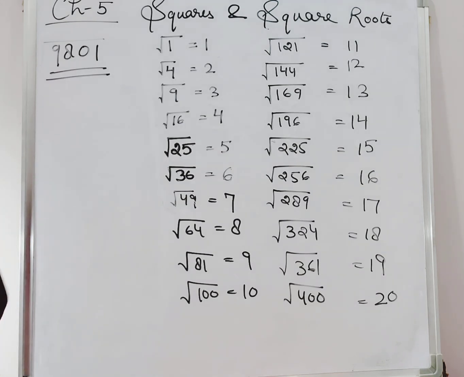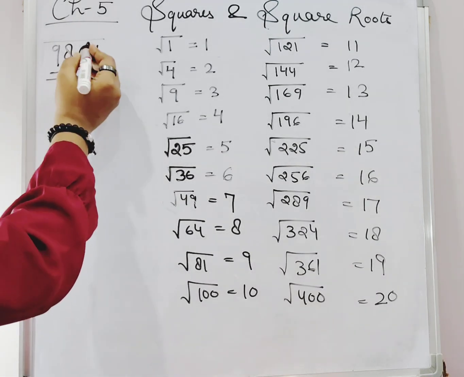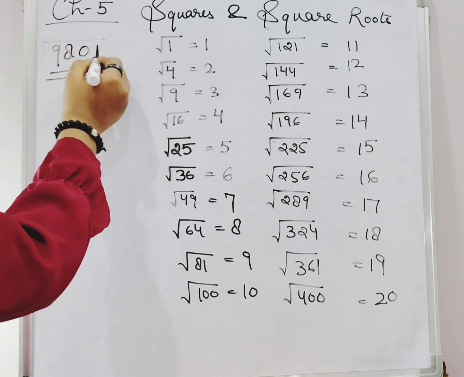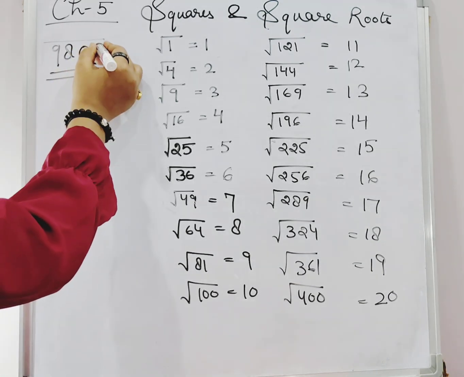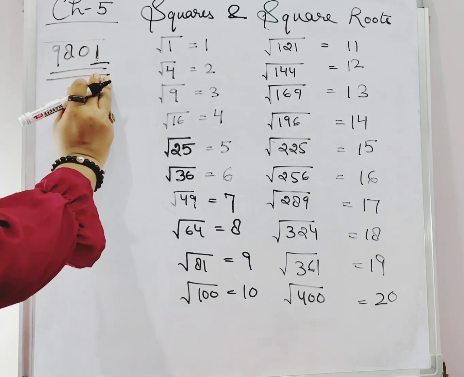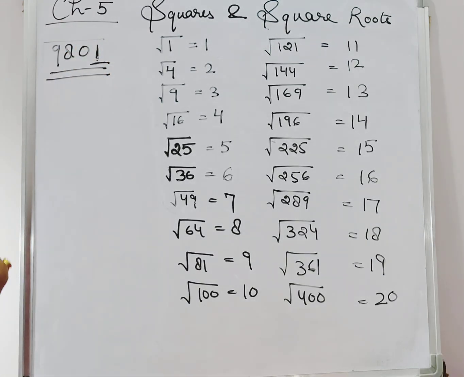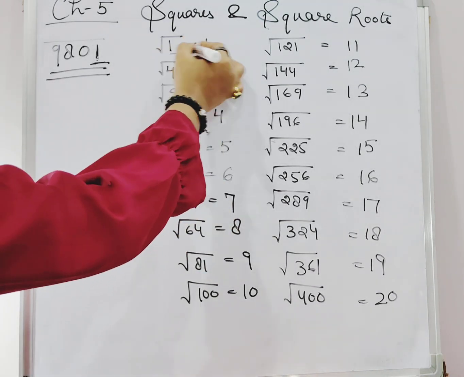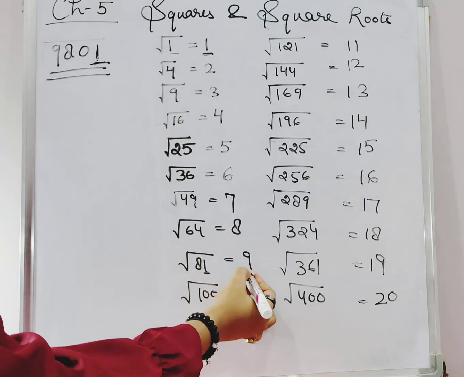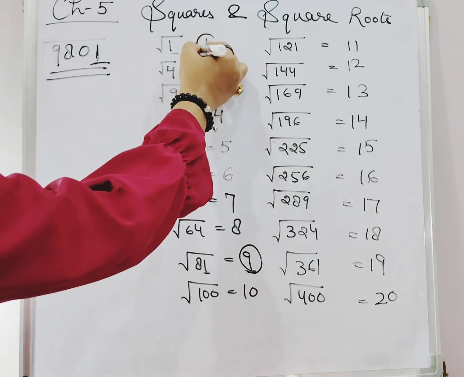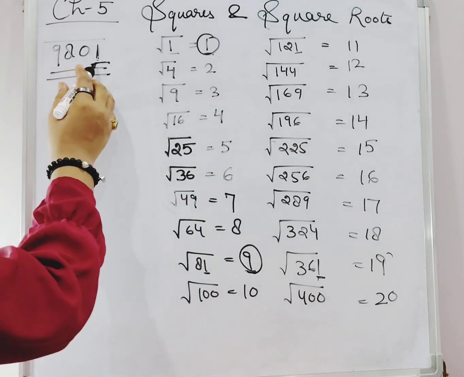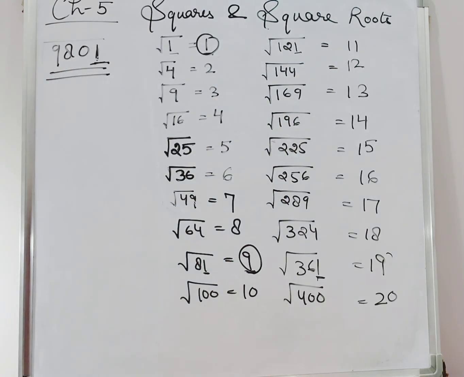For that you just need to remember this. If any number ends with 1, you have to look at the ending number. If any number ends with 1, then the ones digit of the square root of that number may be 1 or 9. Can you see? Maybe 1 or 9.